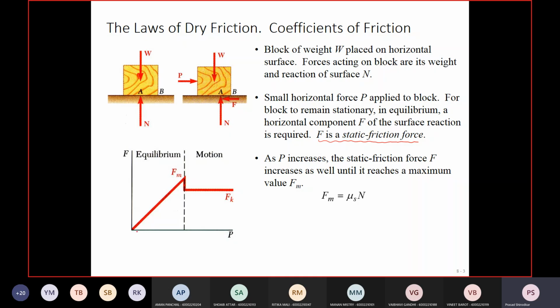I will construct a graph with P on the x-axis and the friction force on the y-axis. As P increases, this applied force is increased, the friction force also increases, and it reaches a certain maximum value. Till this point corresponding to F max or Fm, the system is in equilibrium, or there is no motion.